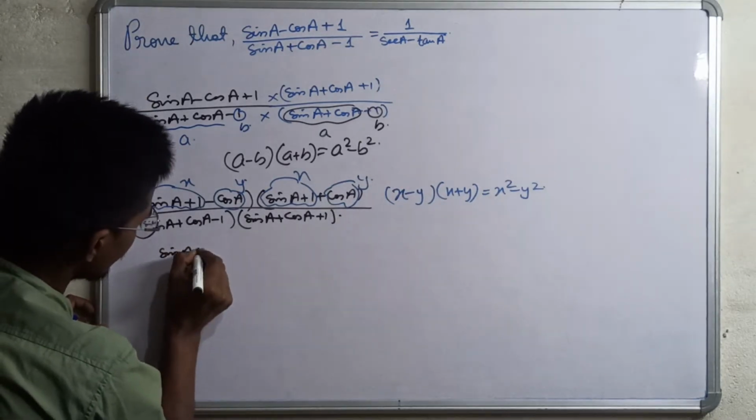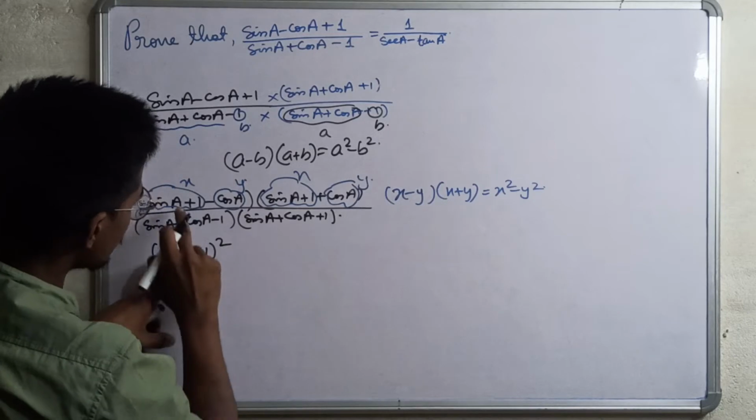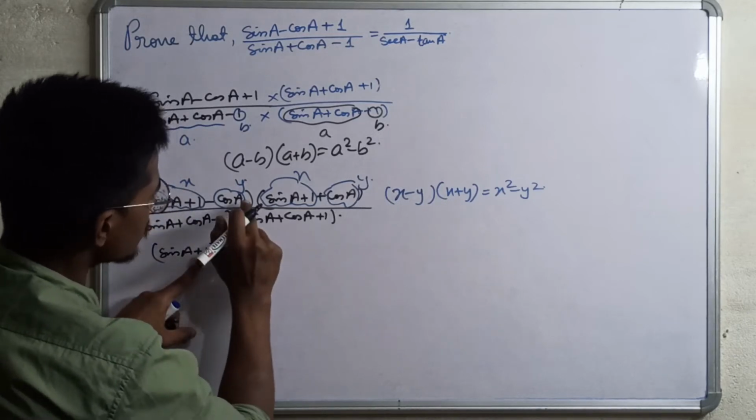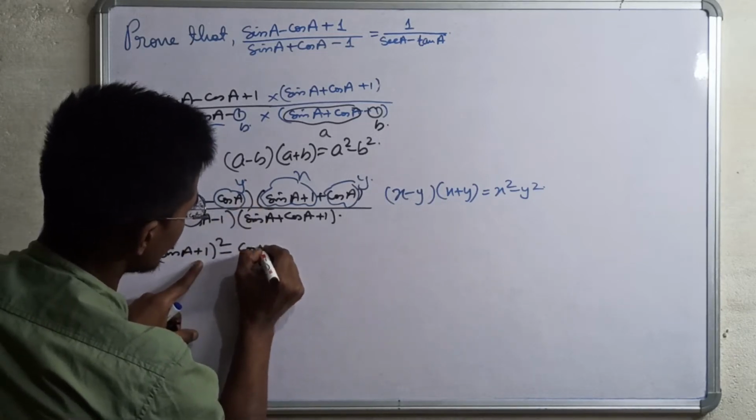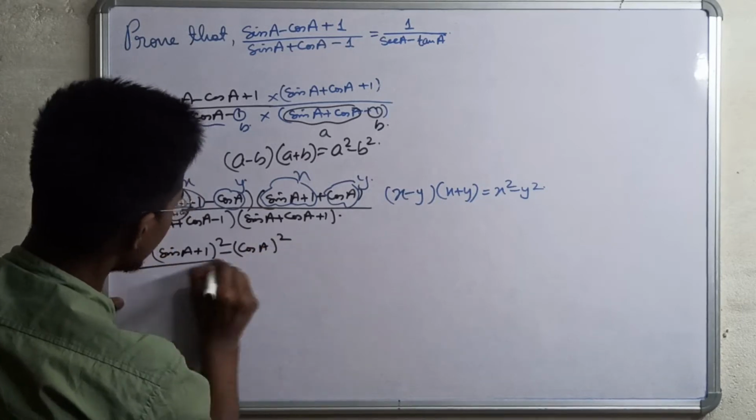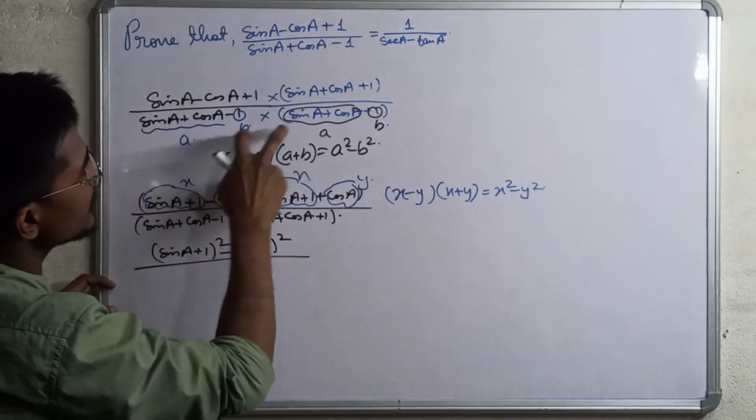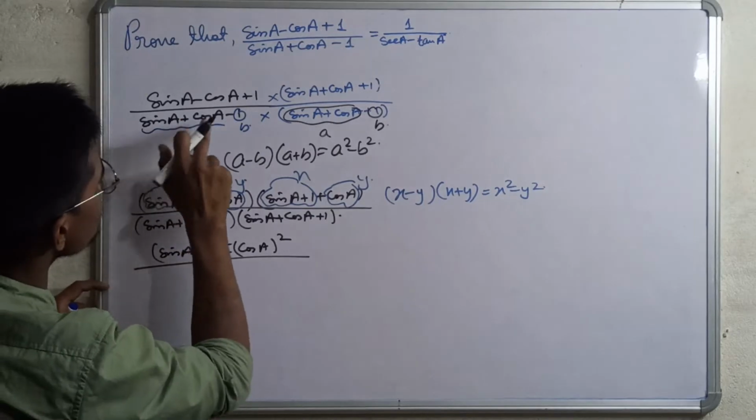Sine of a plus 1. This was your x square minus y, here cos a. So I will square it. In the denominator we have a minus b into a plus b. What is your a? Your a is sin a plus cos a.